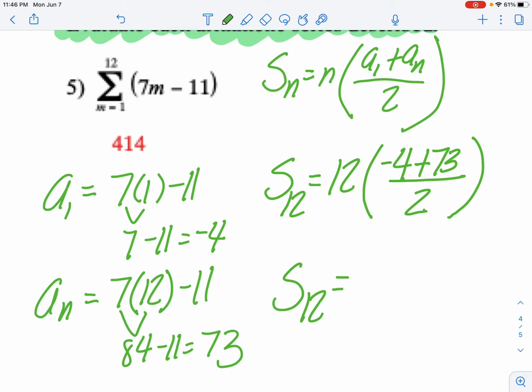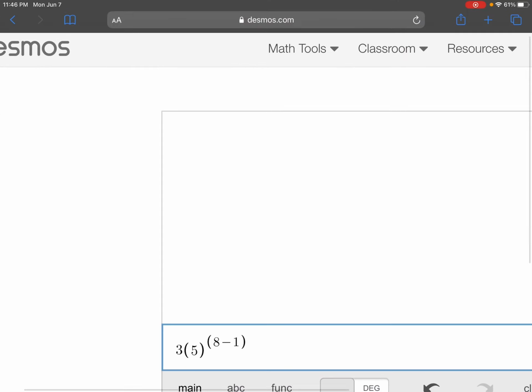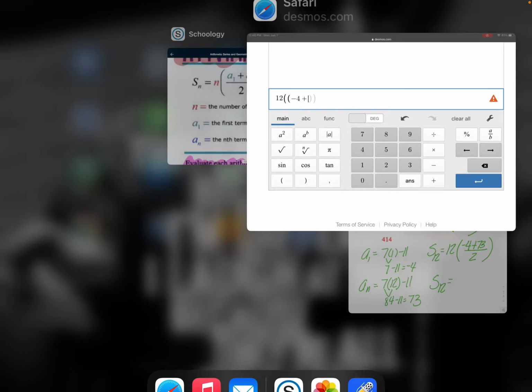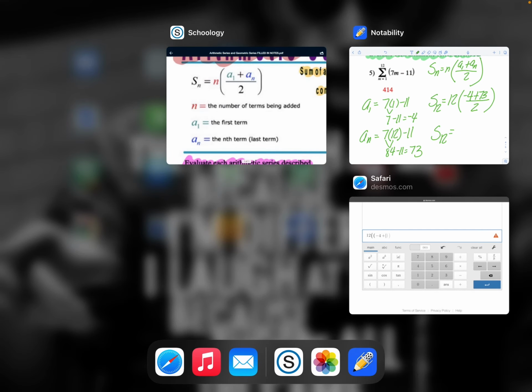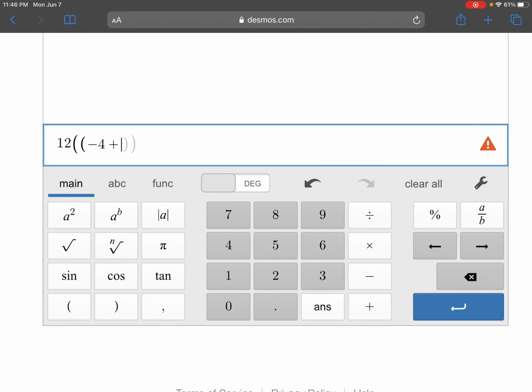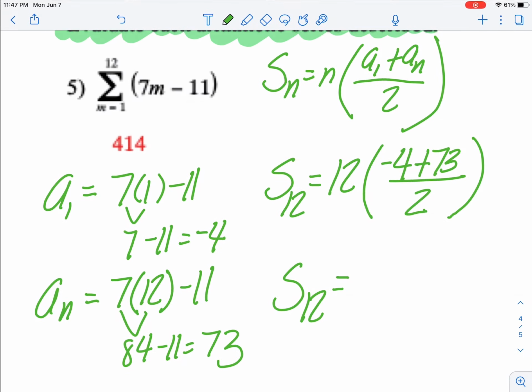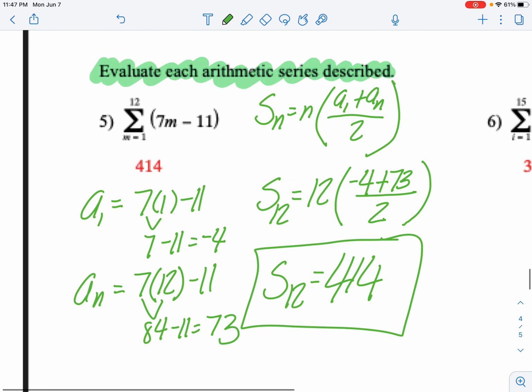So the sum of the first 12 terms of this series is 12 times, let's use our calculator here, 12 times (negative 4 plus 73) divided by 2, which gives us 414. So the sum of this arithmetic series is 414. If I add the first 12 numbers, I get 414.